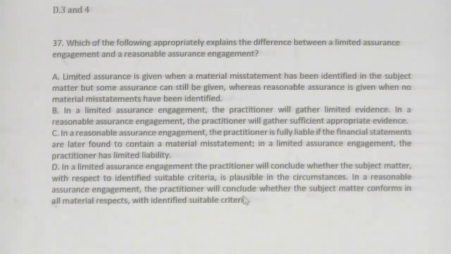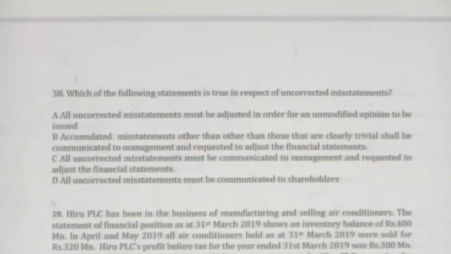So, D, in a limited assurance, the practitioner will conclude whether the subject matter with respect to identified criteria is plausible. Plausible means kind of reliable, are you happy, satisfied. In a reasonable one, the practitioner will conclude whether the subject matter, say, let us say accounts, conform in all material respects. Now, this is a key word. Conform in all material respects means no material misstatement. Now, this seems to be the suitable answer, D. So, this is a fairly difficult question in terms of reading and then identifying the correct answer.